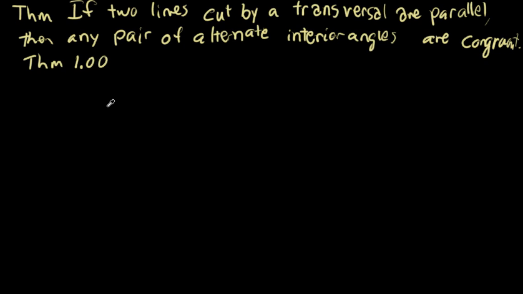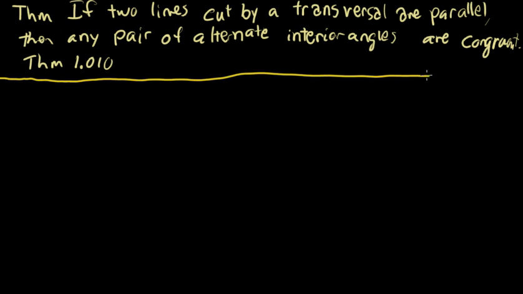Actually, let's change that. Let's make it 1.010, just in case I have to backtrack for some reason. I meant to name it differently throughout the whole thing and skip numbers every once in a while, but I've been doing a bad job of that.